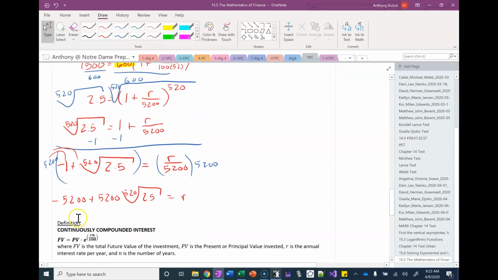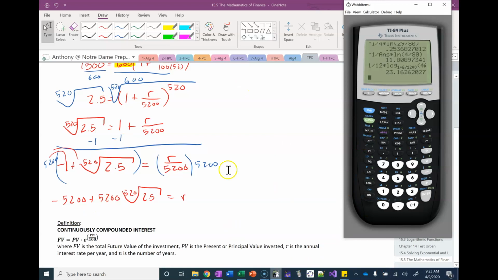Okay, and now this is calculator time. And again, I'll show typing this into our calculator so I can remind you how to get a 520th root. So negative 5,200 plus 5,200 times, and then I'm going to press the math button. I'm going to go down and choose this option 5, the xth root, because that's going to allow me to choose the root. I'm going to choose 520. So my value for r that I get is about 9.17%.